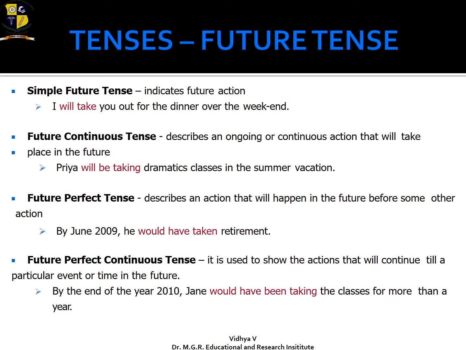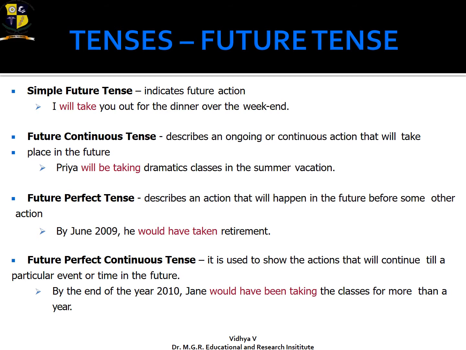Next is future continuous. This describes an ongoing or continuous action that will take place in the future. So, Priya will be taking drama classes in the summer vacation. It's a continuous or ongoing action that will take place in the future. This is future continuous. Future perfect describes an action that will happen in the future before some other action.